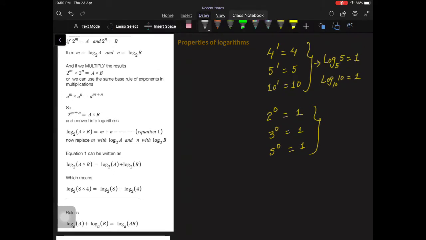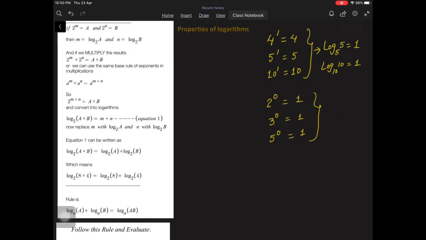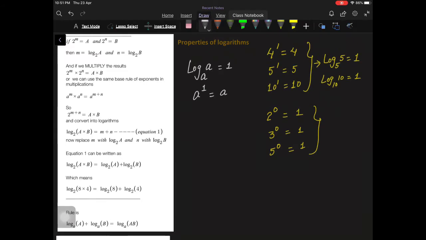So we can generalize this result in a new rule. Okay, we can say log of a with base a is always 1, and the reason behind it is a to the power 1 is a. Okay, a can be any base, any number.